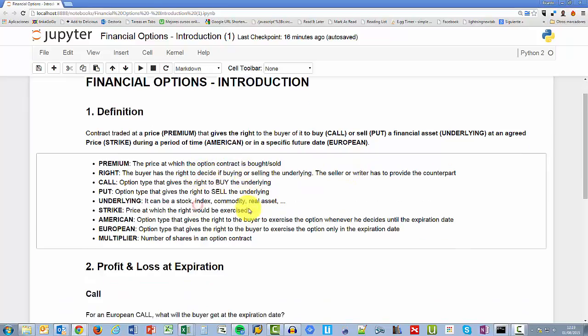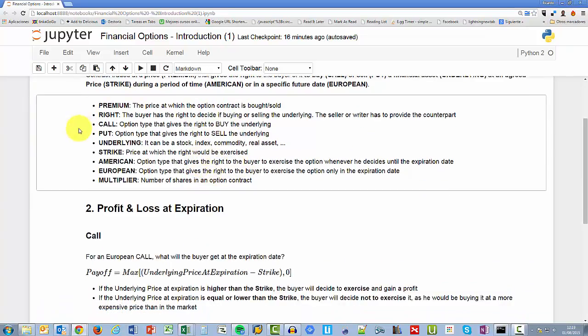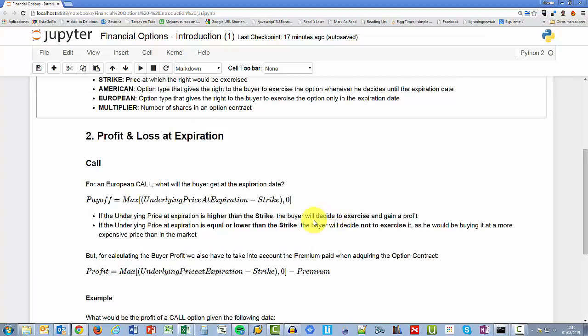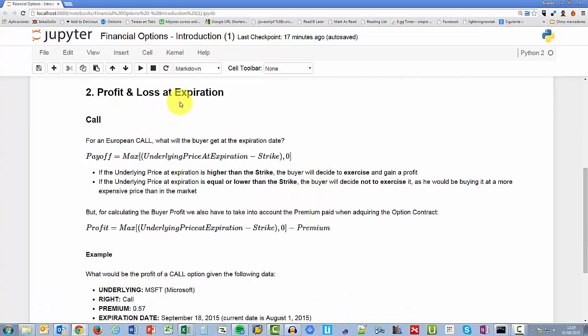So here we have the definition of all these parameters, and you are going to have a copy of these documents, so you are going to be able to have a look in detail. So let's now talk about the profit and loss at expiration.